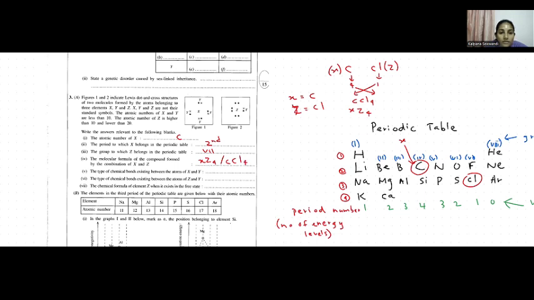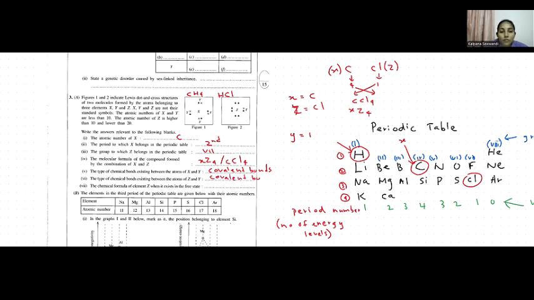The type of the chemical bond existing between X and Y. Y's atomic number is 1. Y's valence electron is 1. Since it has 1 electron, it belongs to group 1 and we identify that it is hydrogen. So between X and Y, this is CH4, methane. So this has covalent bonds. And the type of chemical bond existing between Z and Y, Z is chlorine and Y is hydrogen. So this is HCl, that is also covalent bonds.